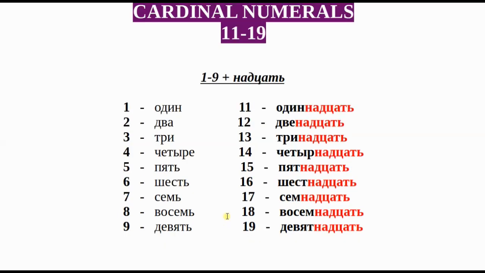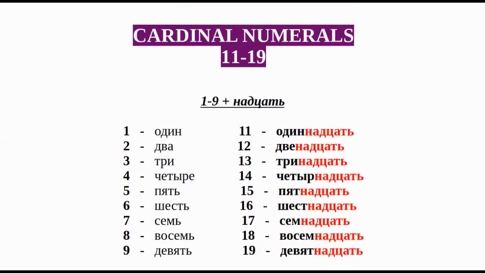So I hope it was not scary to you. The words may look rather lengthy and mouthful, but there is logic to it, so I hope it will be easier for you to remember. The logic is basically like this. You take the numerals from 1 to 9, and you add to them the ending надцать. There are some changes, of course, in the stems of these numerals, but they are minor and very easy to remember. So let's see how they correspond.